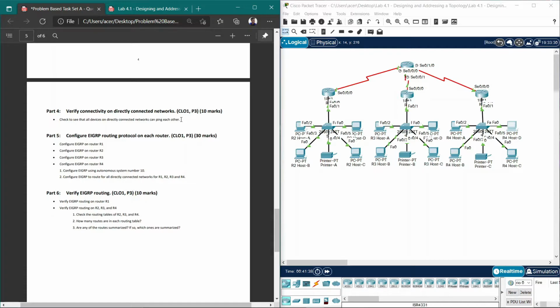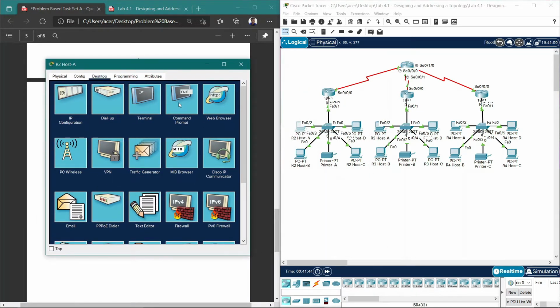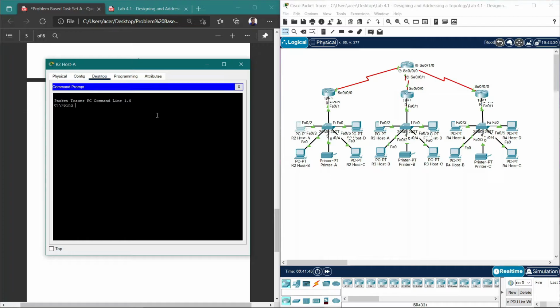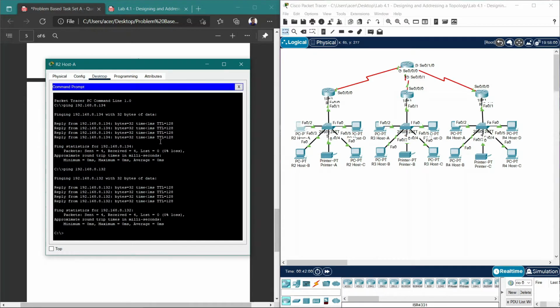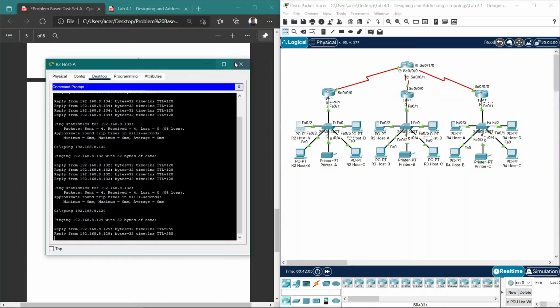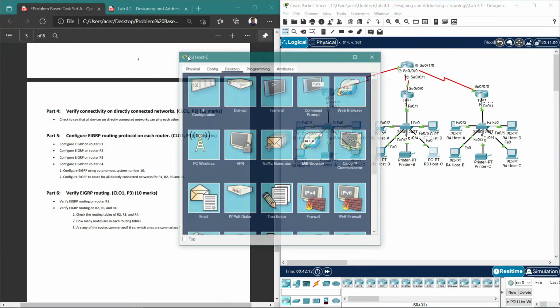Part 4, verify connectivity on directly connected networks. Now I will try to ping from PC A to PC D. So the connection is successful. And I will also try to ping from the PC to the printer, and it's successful. Last will be the default gateway 129. The R2 line is working successfully.